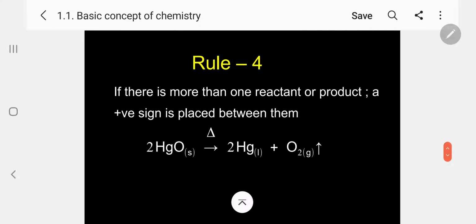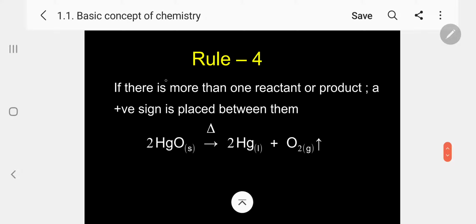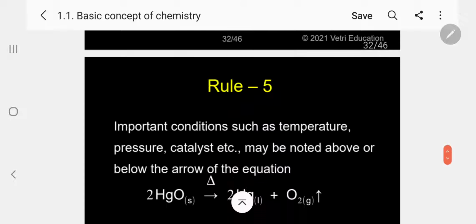Rule number 4: if there is more than one reactant or product, a plus sign is placed between them. Kindly see, on the product side there are 2 products. One is mercury liquid and the other is oxygen gas. That's why this plus is added. Suppose in the case of reactants there are 2 reactants, we have to add plus. Please follow. Then rule 5.